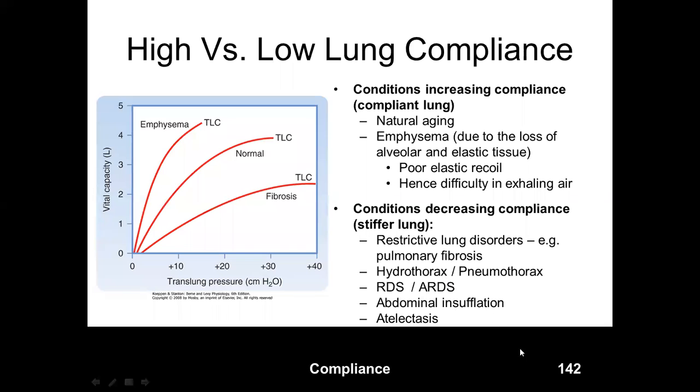Abdominal insufflation: anything that pumps something into the abdomen, either a fluid or a gas, in this case a gas, can also drop the compliance of the lung because of the mechanical restriction. Atelectasis, alveolar collapse, the compliance of the lungs drops.